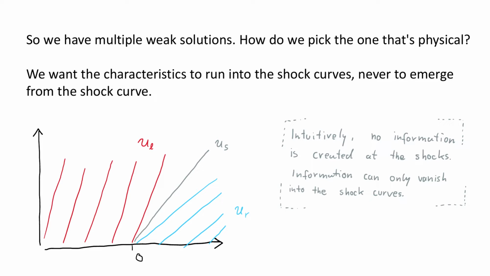All characteristics emerge from the initial data. No information is ever created at the shocks. Information can only vanish into the shock curves. Okay, that is the selection criterion by which we are going to work. Let's put this into a more mathematical form.